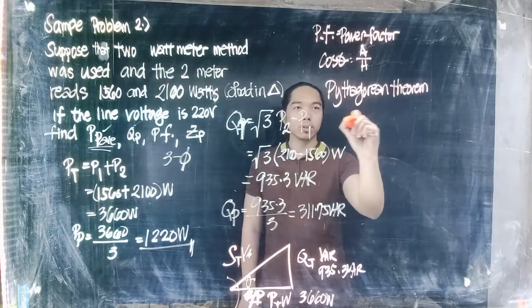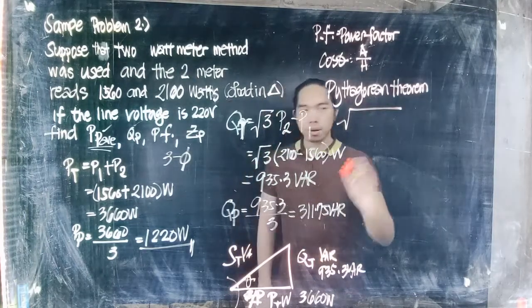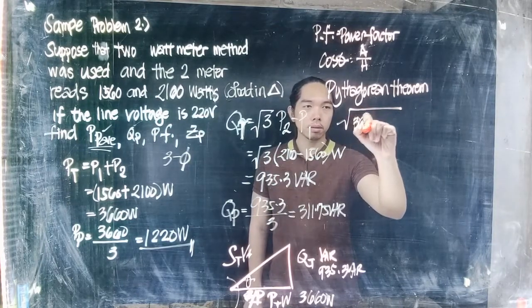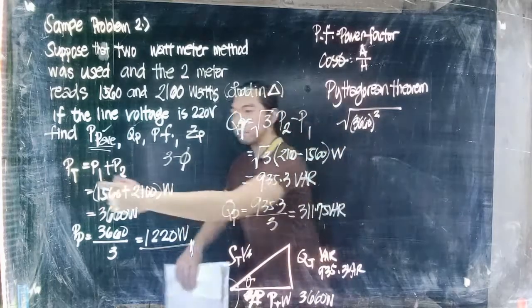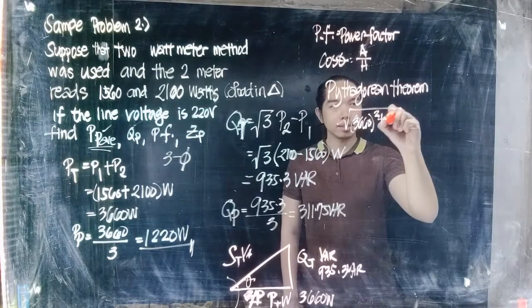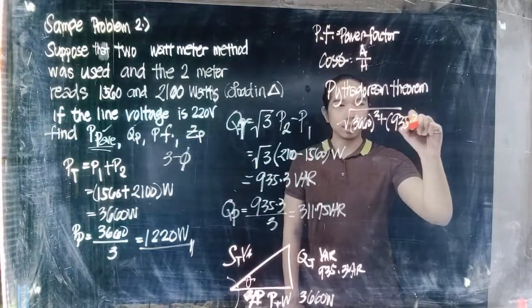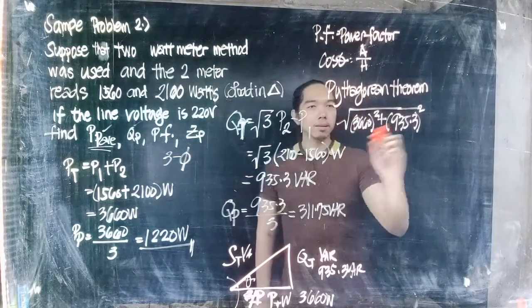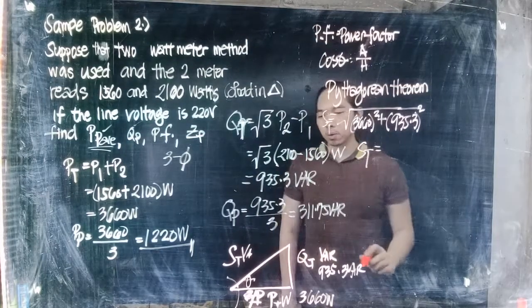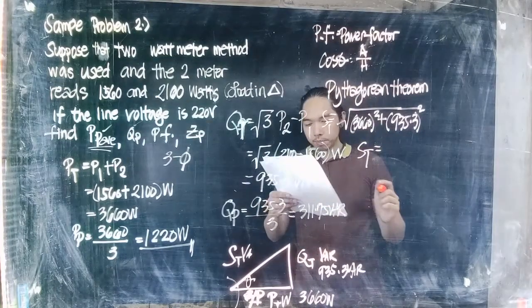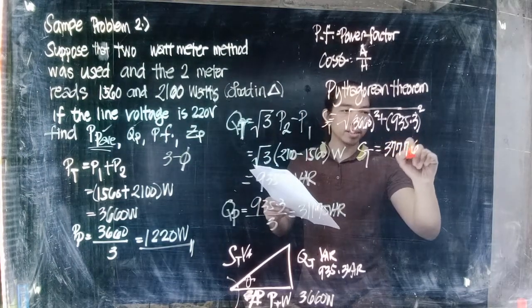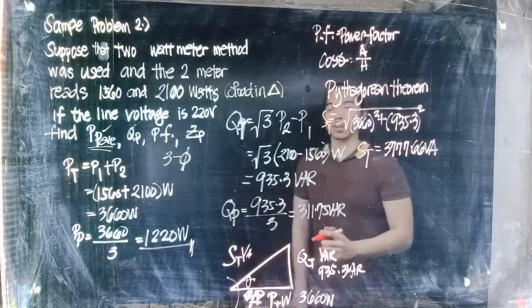Makukuha natin yung hypotenuse. So, that would be equal to the square root of 3,660 squared, yung ating PT, plus yung ating QT, which is the square of 935.3 squared. And we can also solve our ST. So our ST now would then be equal to, pag solve natin yan, 3,777.66 VA. So nasolve na natin ngayon yung ating ST.